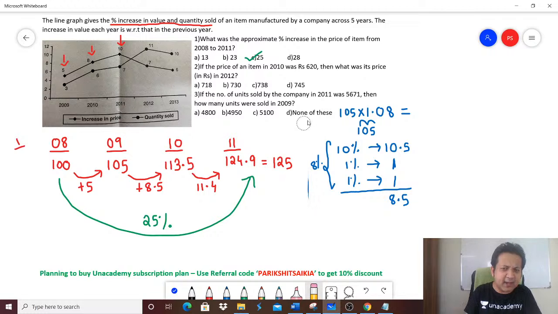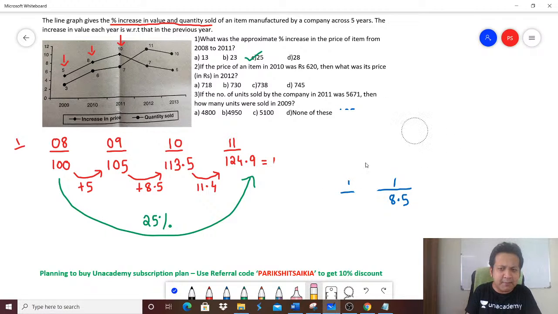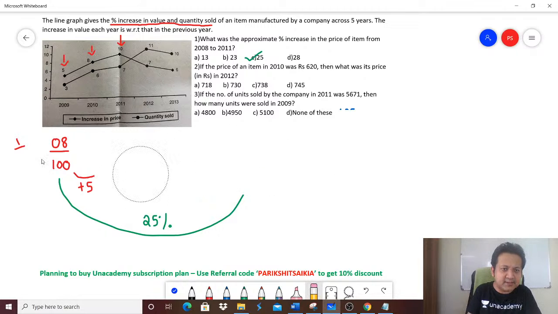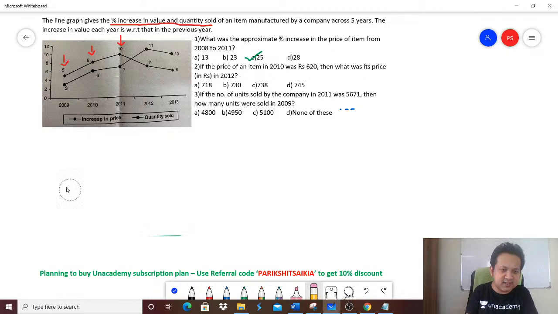See, the technique is to ensure that you are able to solve it fast. Probably you might be able to solve it, but what is very important is you need to be able to solve it fast. D is the incorrect answer. Vineet is saying D, but D is the incorrect answer, Vineet. Let's check the second one. We are at question number 2 now.